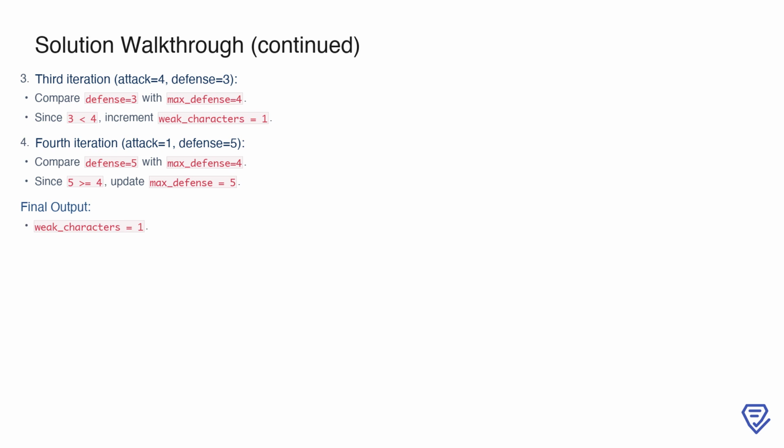Finally, in the fourth iteration, we examine the character with attack equals 1 and defense equals 5. Comparing its defense with max_defense equals 4, we find that 5 is greater than or equal to 4. As a result, we update max_defense to 5. At the end of this example, the total number of weak characters is 1. This concludes our walkthrough of the solution, demonstrating how sorting and a reverse traversal with a running maximum defense help efficiently determine the number of weak characters in the game.